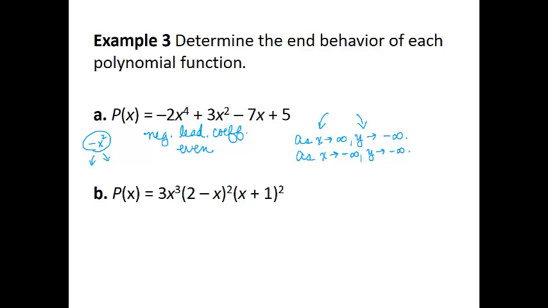Part B is p of x equals 3x cubed times 2 minus x squared times x plus 1 squared. To find the sign of the leading coefficient and its degree, we need to multiply the leading terms of each of these factors. In the 2 minus x, the leading term is negative x, but we square it.